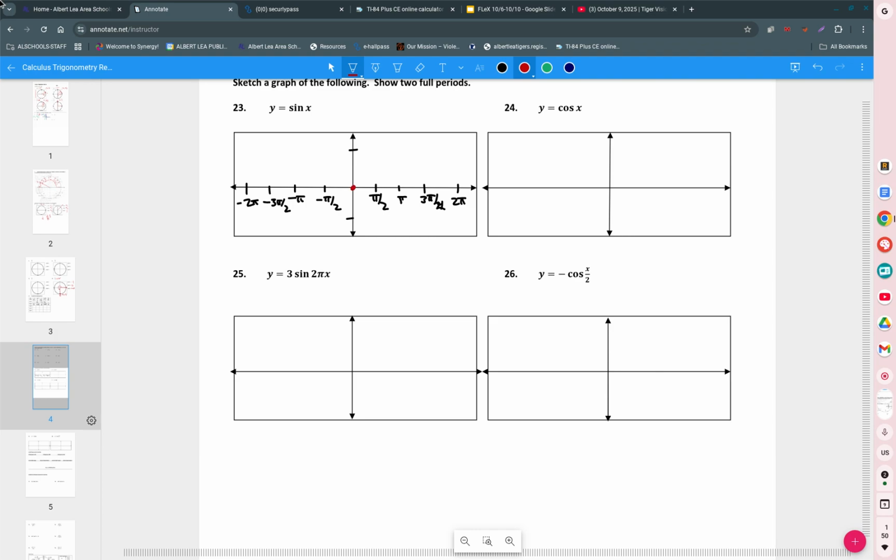And why does sine start in the middle? Because the sine of 0 is 0. Does it head up or down? Up, and then our process takes us the rest of the way. We see the pattern, and we go through, and it's great.